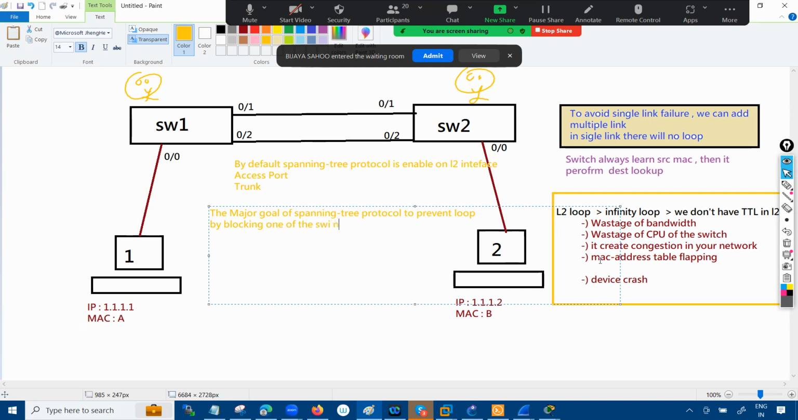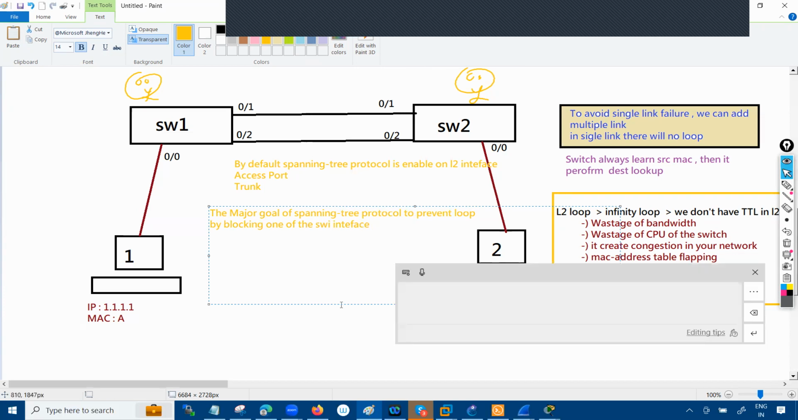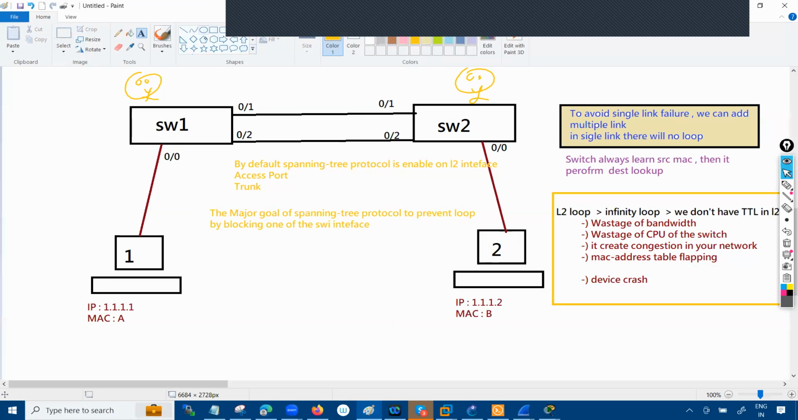Sir, if there are more than two links between the switches, how will you do that? Sorry, I didn't understand your question. I mean, in this particular example there are two links between switch one and switch two. Imagine if there were more than two links, five links for example. I'm coming to that point, hold on. The major goal of the protocol is that it's going to block one of the interfaces.